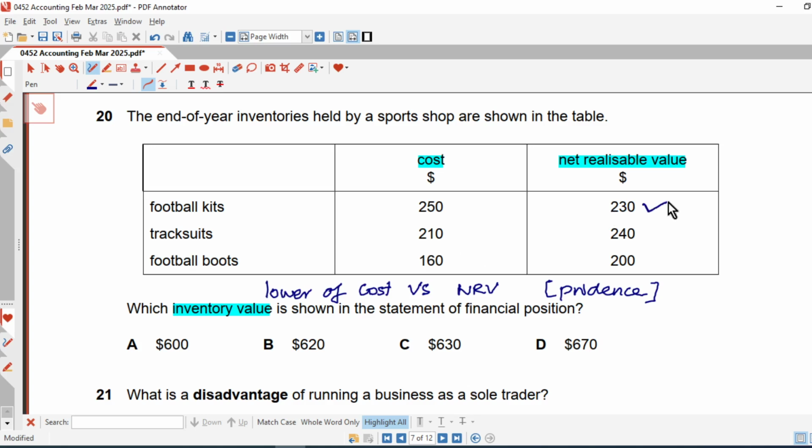Football kits, we're gonna go with 230. Tracksuits, 210. Football boots, 160. Easy peasy. So 230, 210, 440, 160 would be $600. Okay, so that is the principle: the lower of cost versus net realizable value.